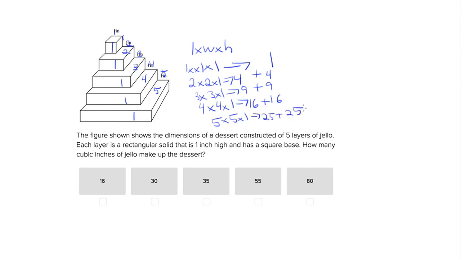So if you add these things together, and totally go ahead and use a calculator, I did before this, you're going to get 55. And that's choice D. So kind of stupid problem, but now we finally conquered it.